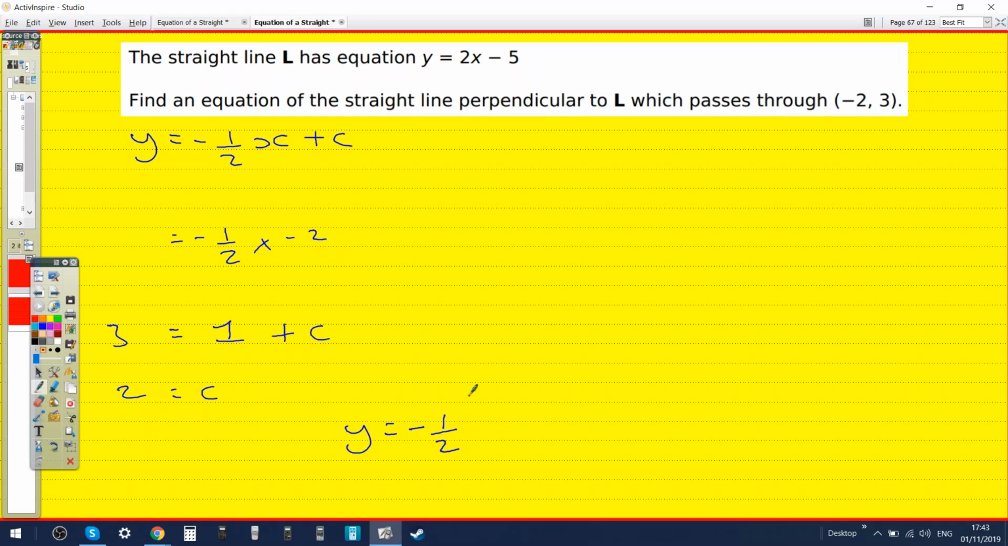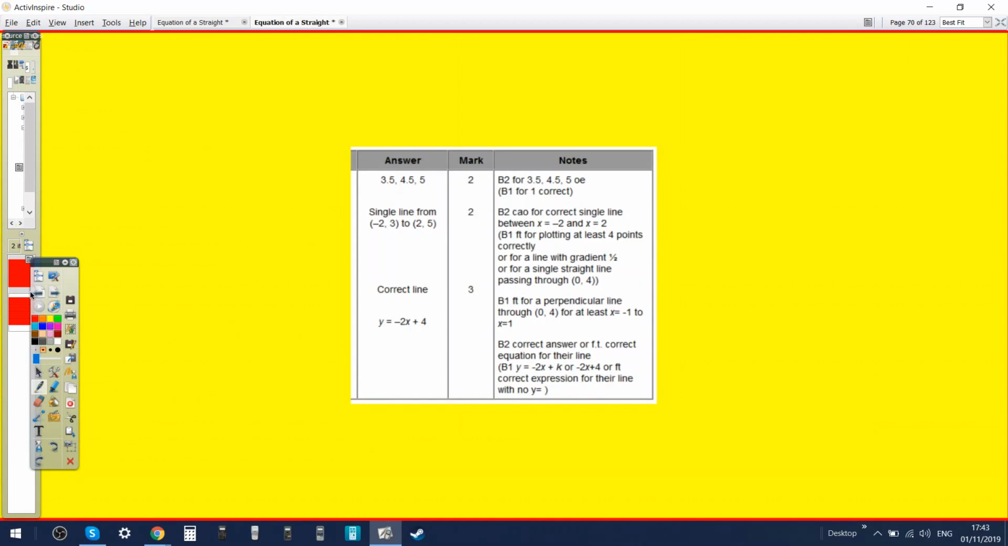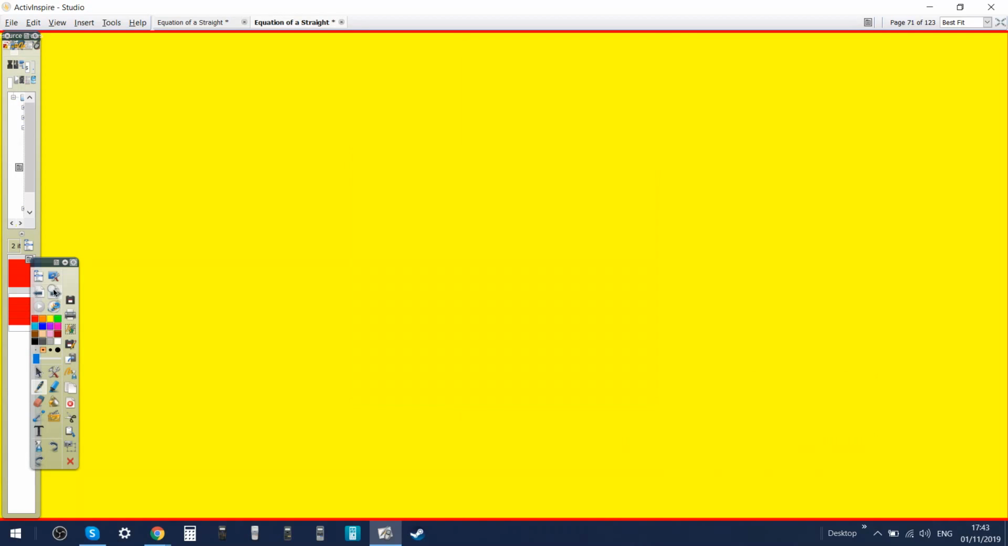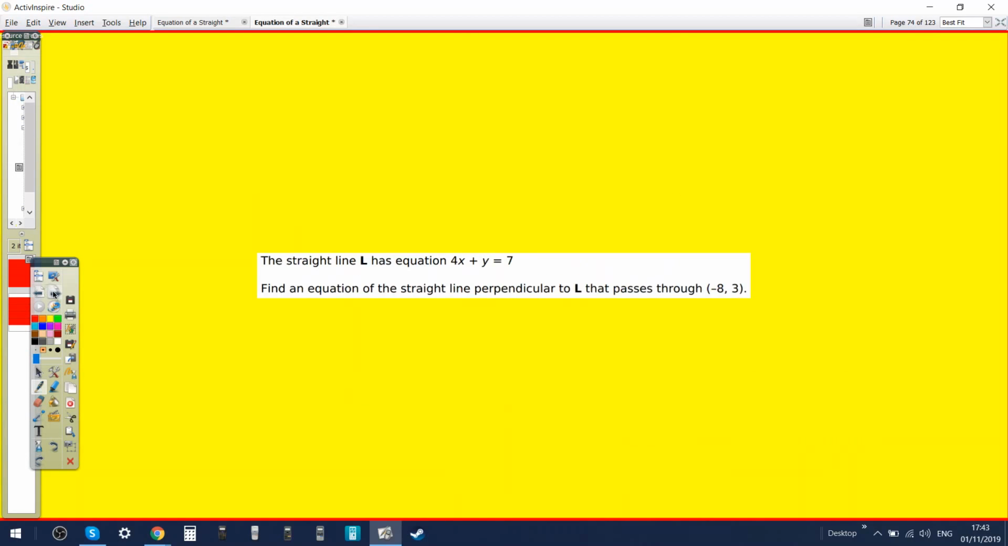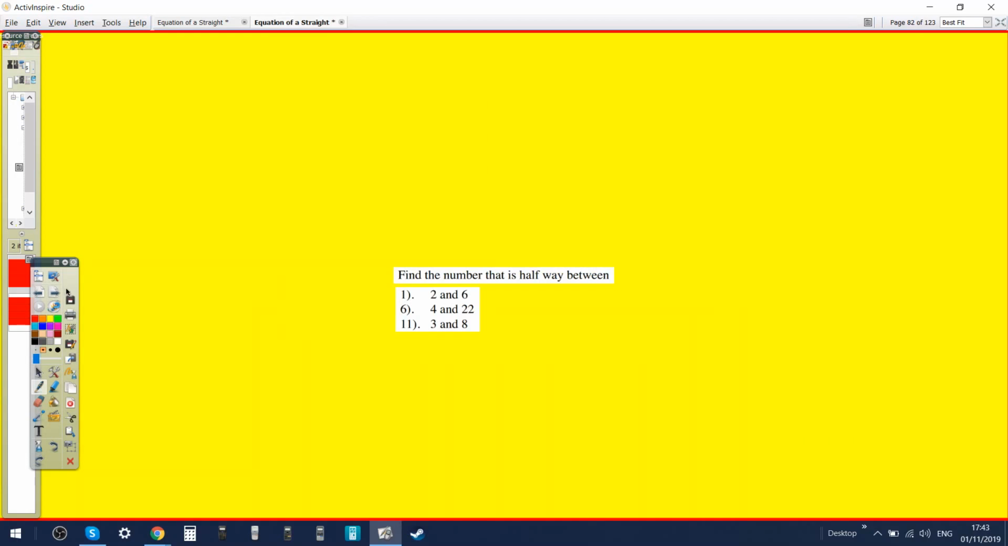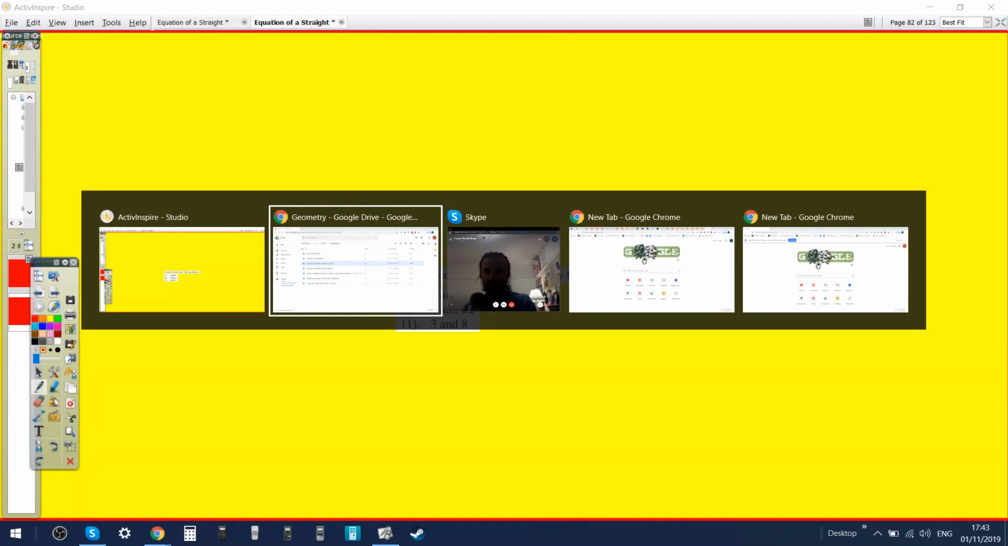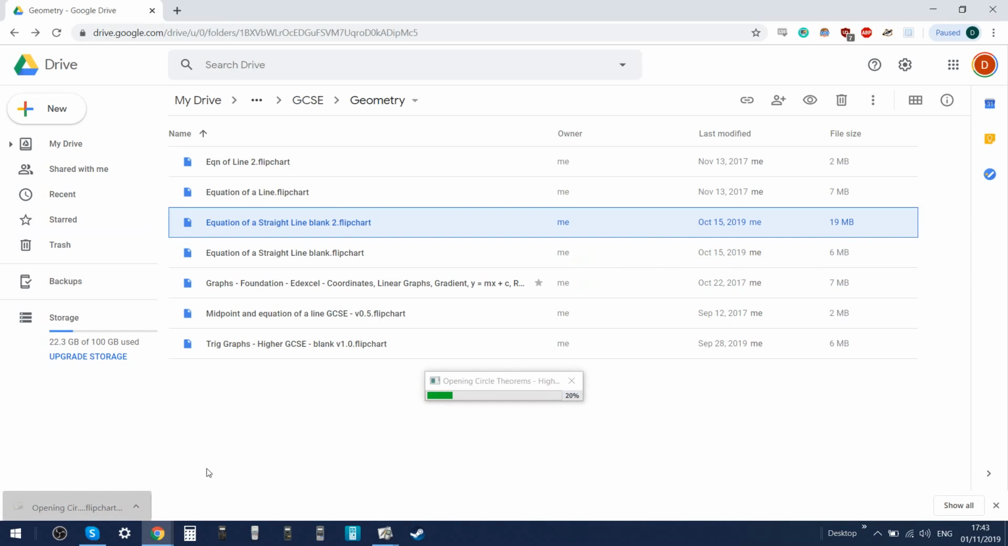Sorry, you broke up. Could you say it again? Y equals minus a half x plus 2. Great. Got it. So get those, sub them in, and then there's just drawing it. I want to just do the circle theorems now. This makes sense from that one.